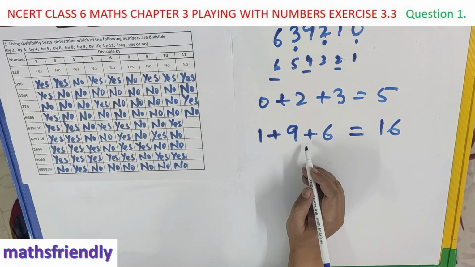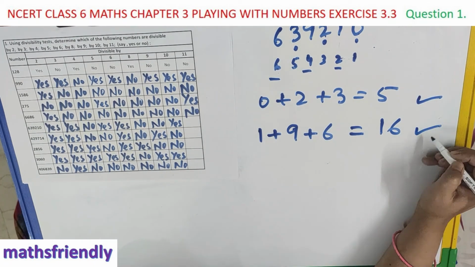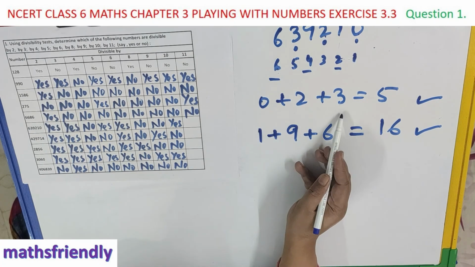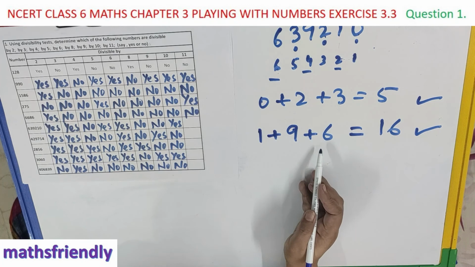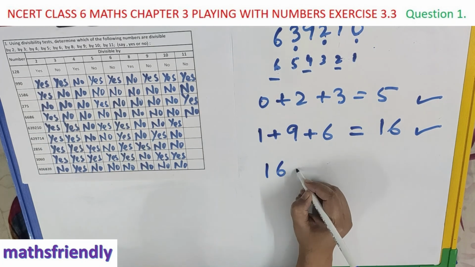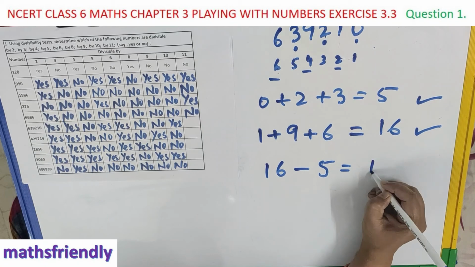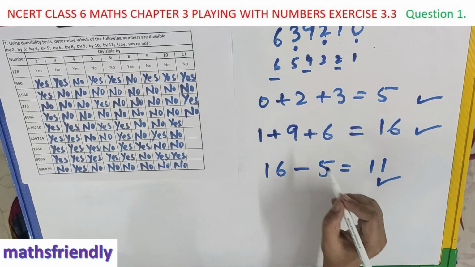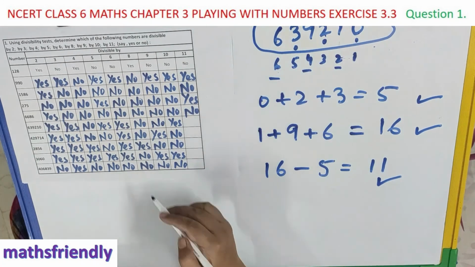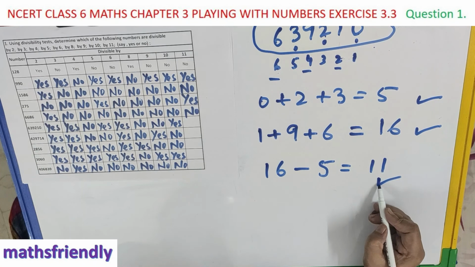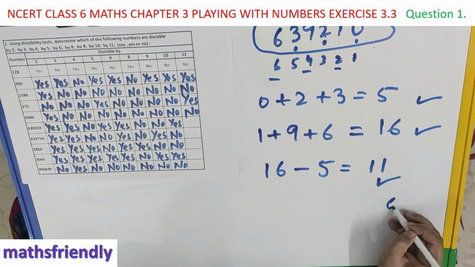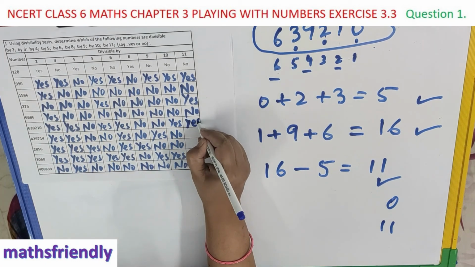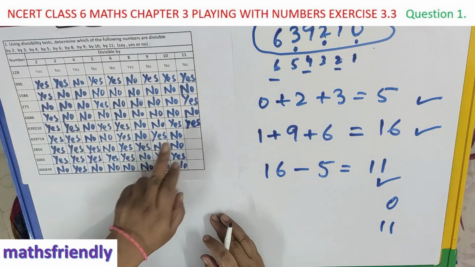Now what we have to find? We have to find the difference of these two, the difference of the sum of the digits at odd places and the sum of the digits at even places. 16 minus 5 is 11, which is a multiple of 11. It means this number is divisible by 11, because the difference is a multiple of 11. It should be either 0 or a multiple of 11. So this is divisible by 11. Yes, we will write yes here.